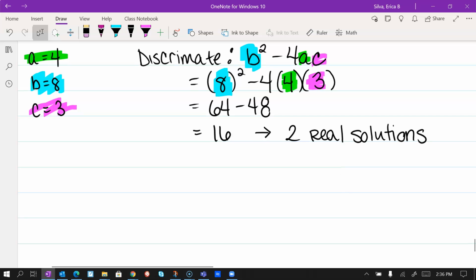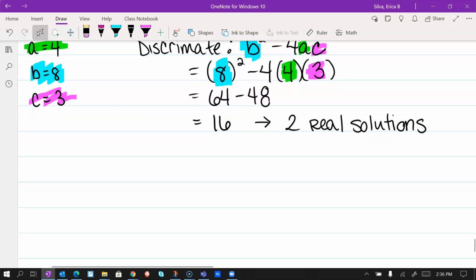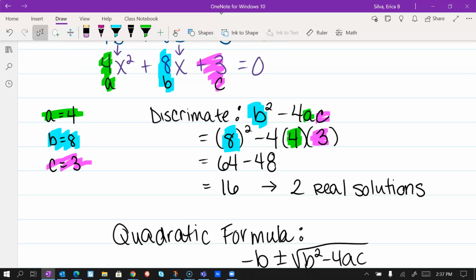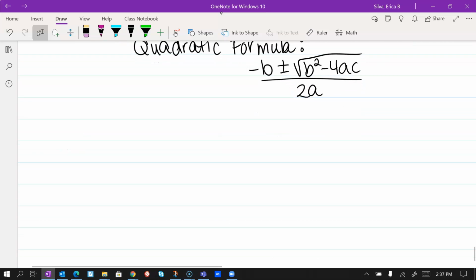All right, so now that we know that we have two real solutions, we're going to set up our quadratic formula. We're going to use negative b plus or minus the square root of b squared minus 4ac, all over 2a. Is that part good? Yeah. Uh-huh.